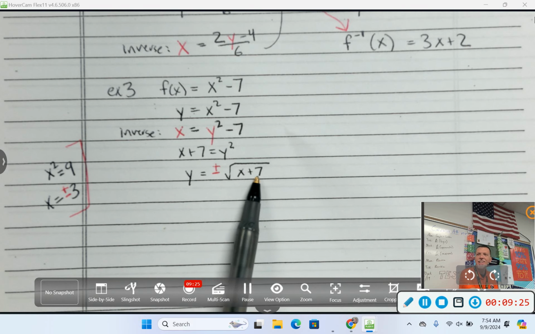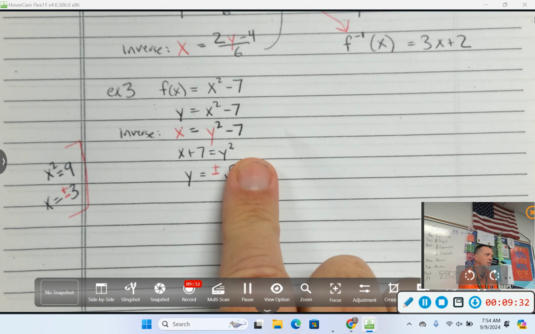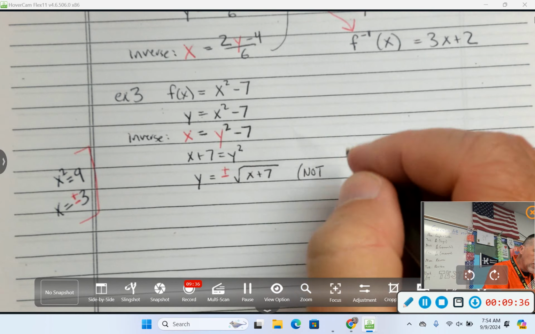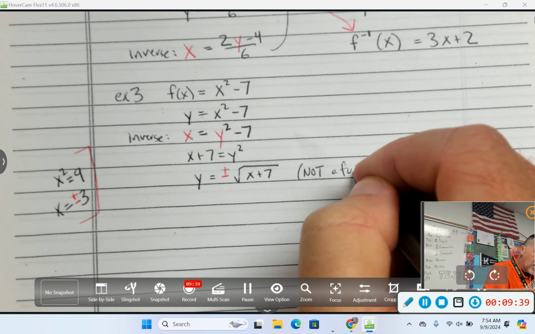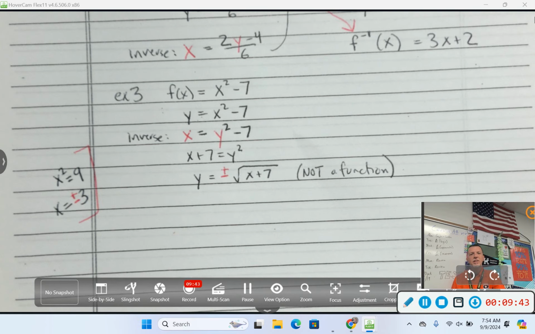If I plug in anything for x, whatever I get here, there's going to be 2 outputs, the positive one and the negative one. So that's definitely not a function. So it's still the inverse, but I don't get to use the inverse notation because it's not a function. So it's not eligible for fancy notation.